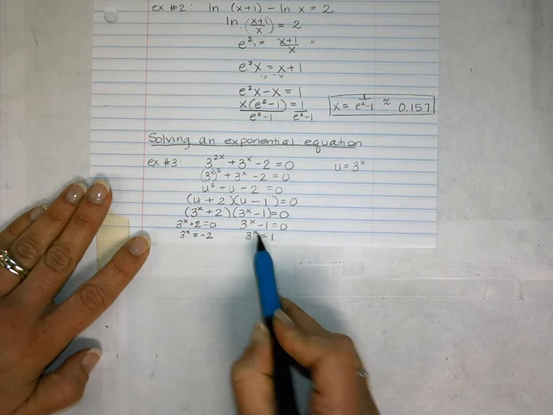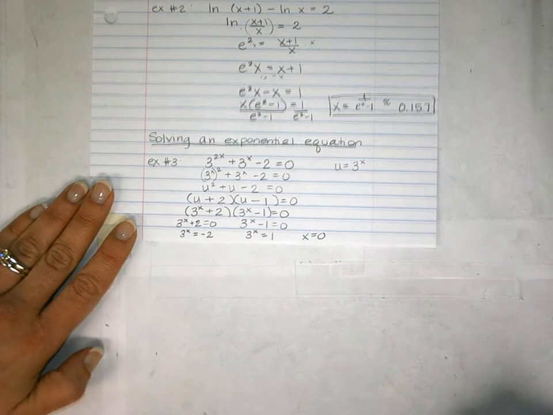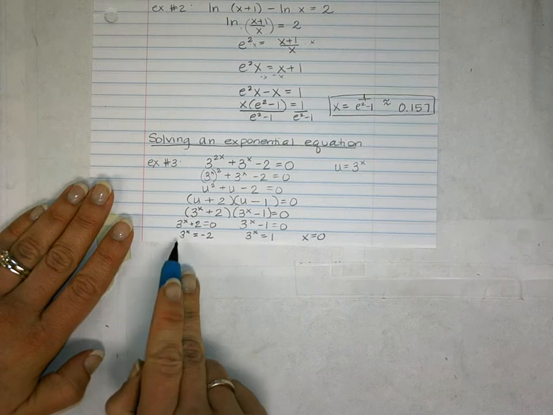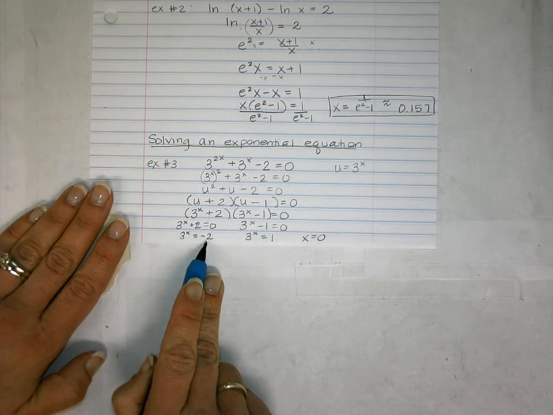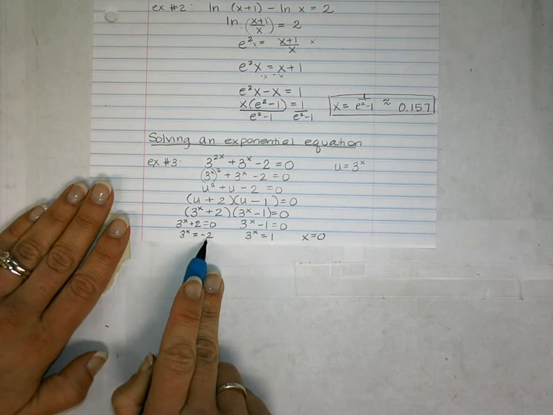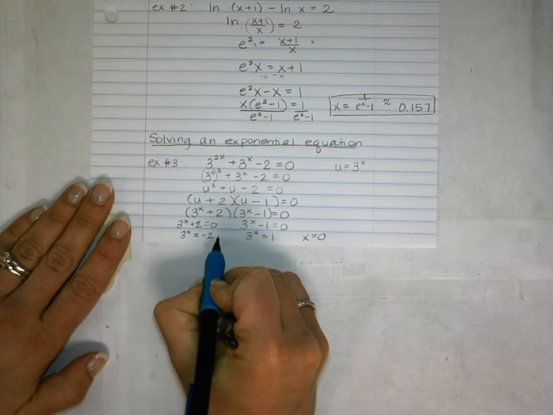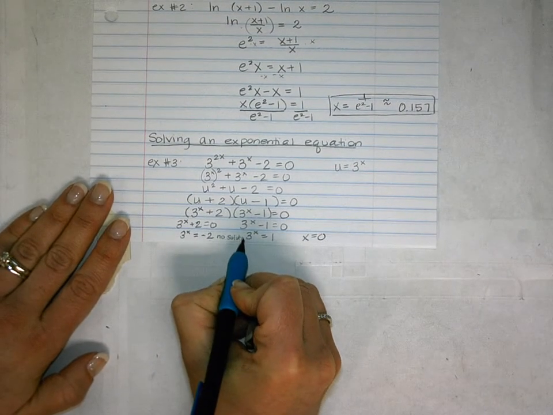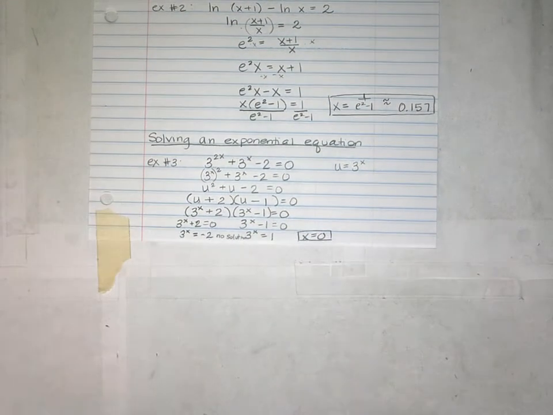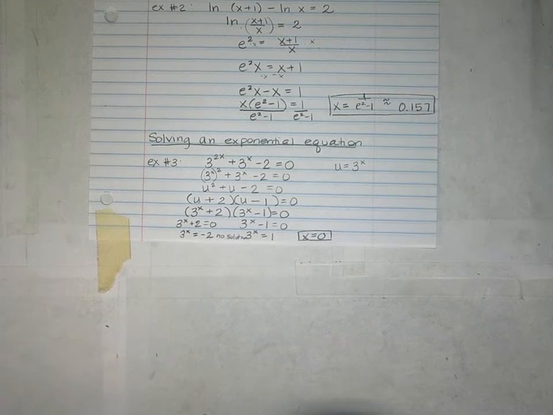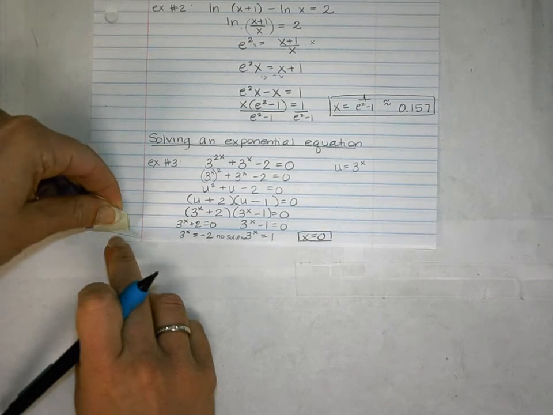Let's work with this one first. 3 to what power gives you 1? Well, we know that that's 0, right? 3 to the 0 power equals 1. And then 3 to what power gives you negative 2? Nothing, right? Because anything you raise 3 to will always come out positive. So this is a no solution situation. Our final answer is just purely x equals 0. That's the only solution to this equation.